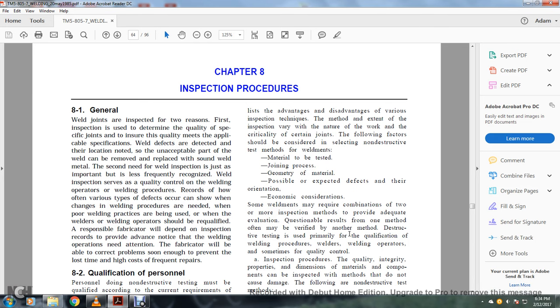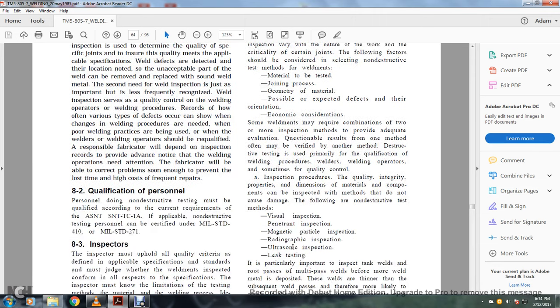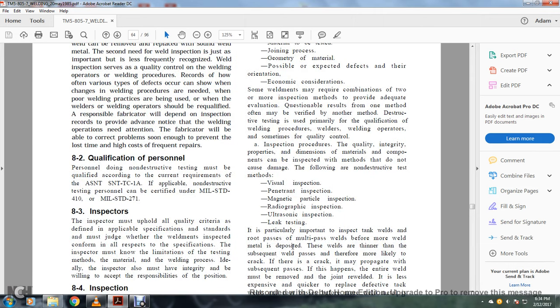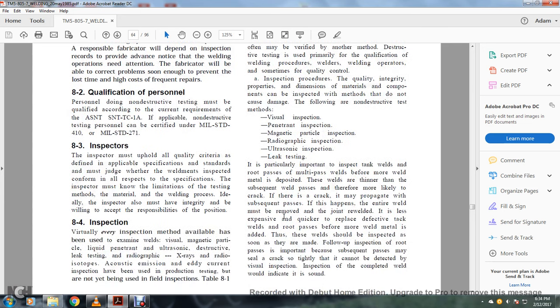Destructive testing is usually primary for the qualification of welding procedures, welders, and welding operators, and sometimes for quality control. Inspection procedures for the quality, integrity, properties, and dimensions of the material and components can be inspected by methods that do not cause damage. The following are non-destructive test methods: visual inspection, penetrant inspection, magnetic particle inspection, radiographic inspection, ultrasonic inspection, leak testing.